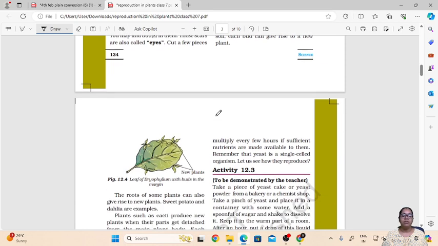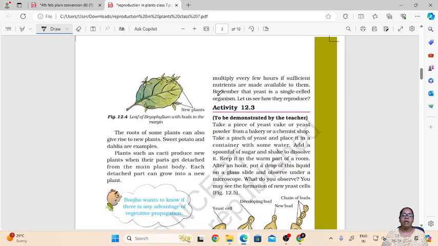Another example is bryophyllum. So bryophyllum is a type of plant wherein new plants develop in the margin of the leaves. So this is the margin of the leaf. So here the bud will form, and this part, if it falls into moist soil, will develop into a new plant. So this is how in plants such as bryophyllum, bud formation will help in developing a new plant.